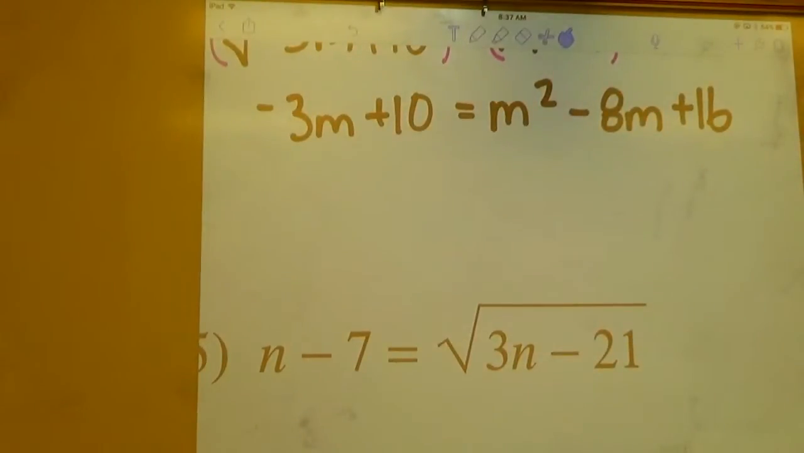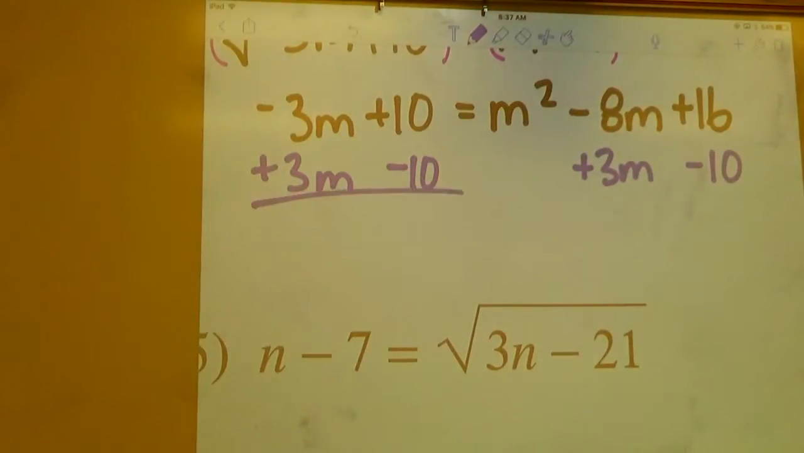Alright. Now, we're about to factor, so what do I have to do? To be able to factor it, I've got to move everything over. So I'm going to add 3m and subtract 10. Now, for this one, there are things I can combine. I can do plus 3m to the 8m and minus 10 from the 16.